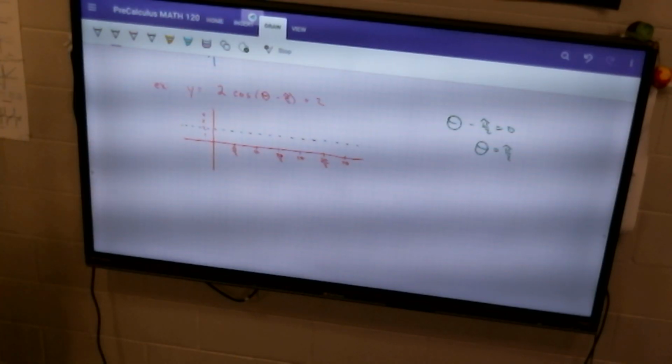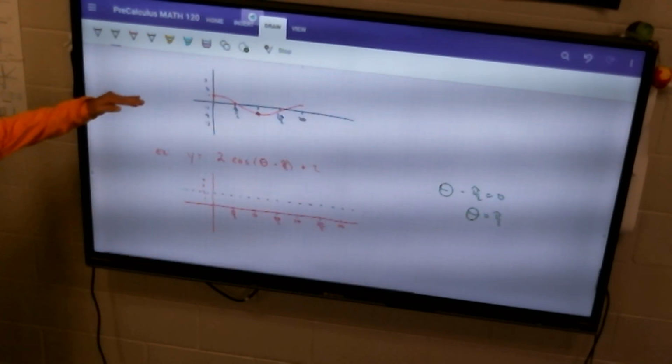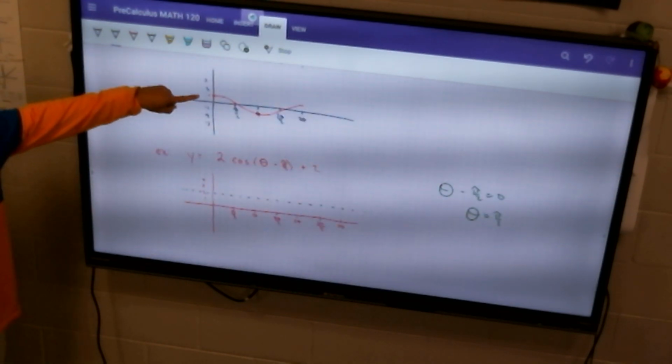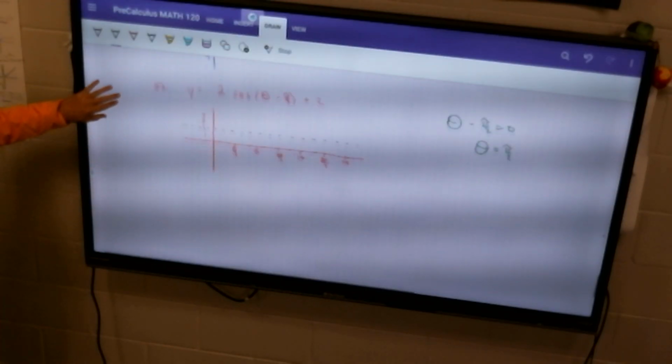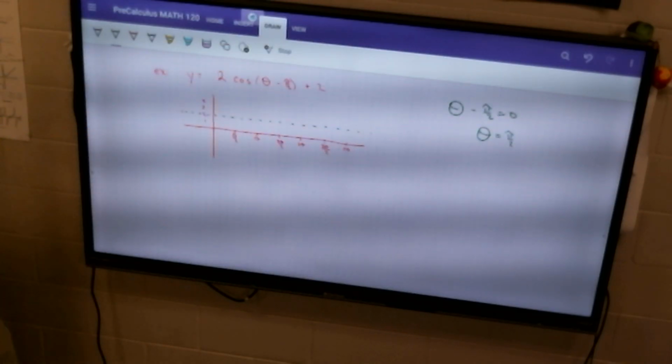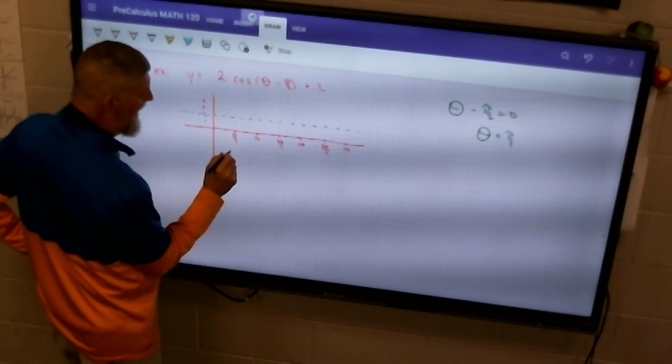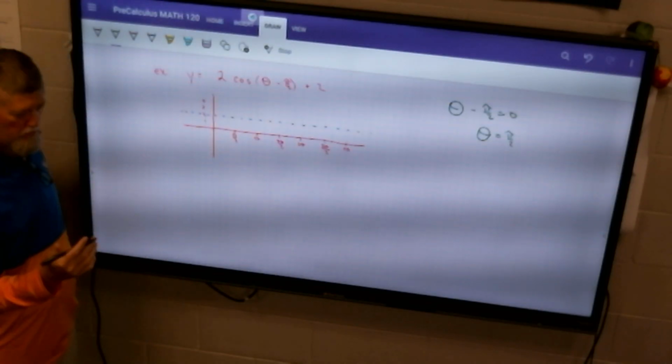Shouldn't the midline be moved to 3, since we're starting at 1 originally because it's cosine? Not the midline. The midline's still 0. Oh, we'll start at pi over 2. Yes, that's the starting point. So pi over 2 is going to be my starting point, and we still have the same period, so we're still going to go to 2 pi.